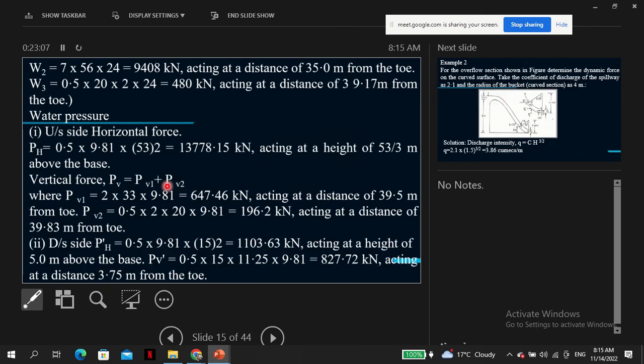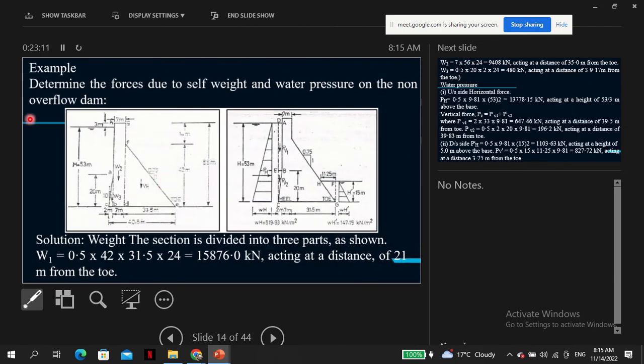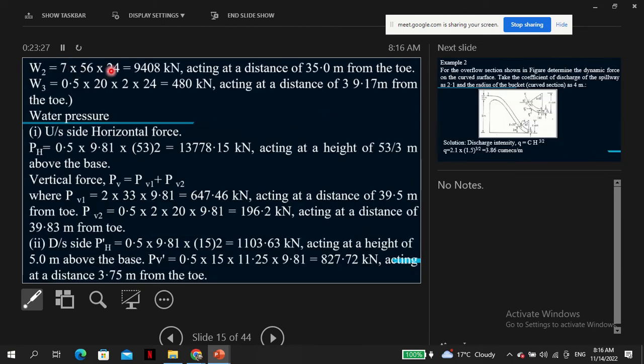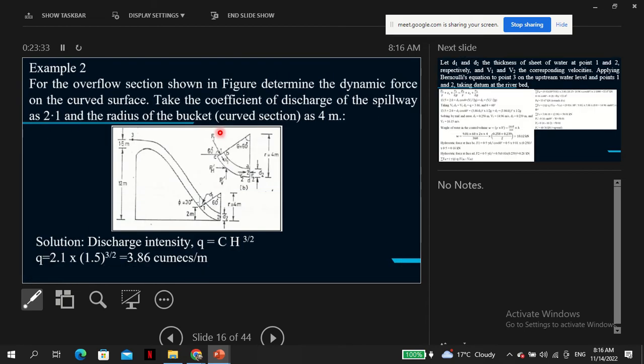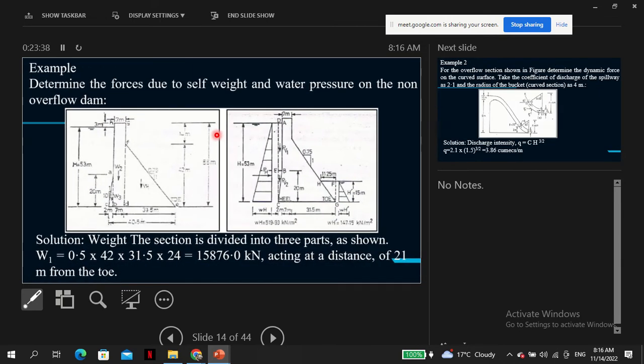And then weight 2 is this one. So weight 2 would be acting at 42 plus 14, that would be 56 divided by 2, 28. So that's just an issue of area times length times width times 24, acting at 35. Is that right? Let's see. How is that 35?